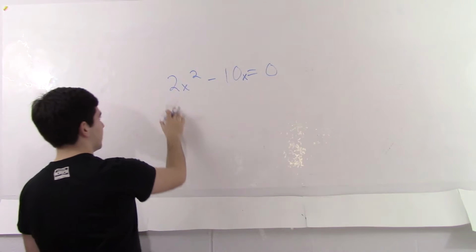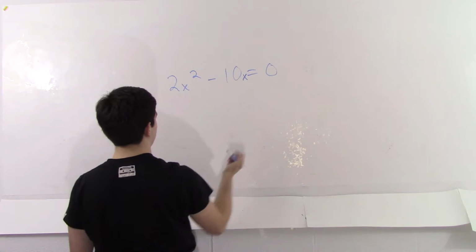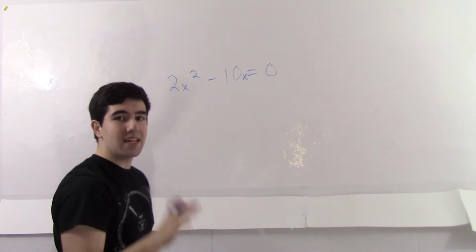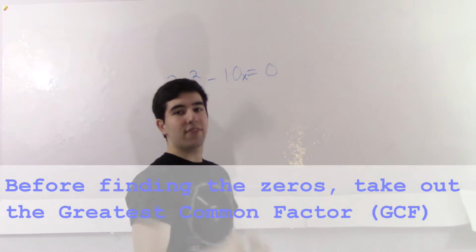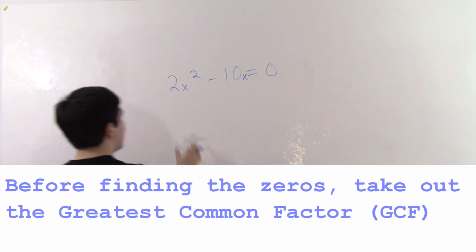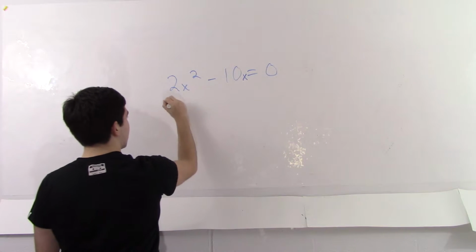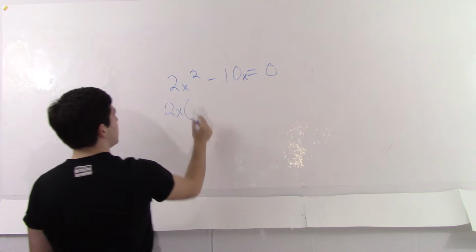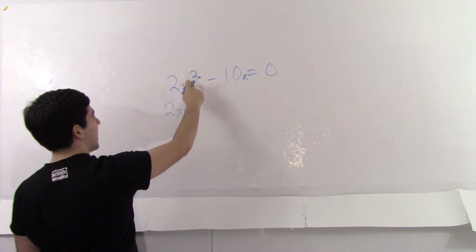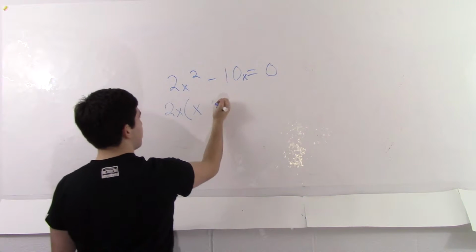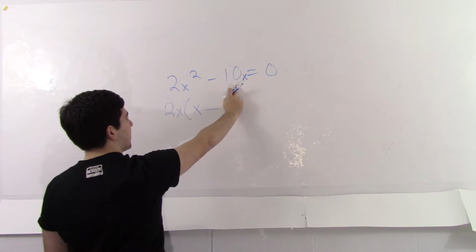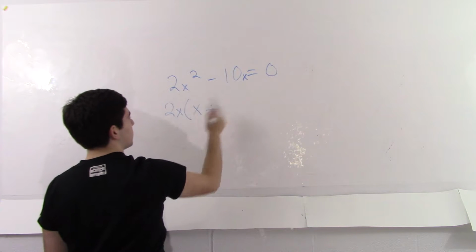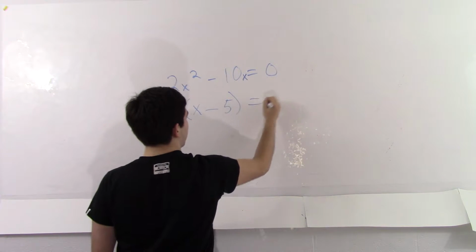So let's look at this example. 2x squared minus 10x equals 0. One thing you have to do before you factor out an x is get the greatest common factor out. I know here that 2x is our greatest common factor, because 2x times x gives us 2x squared. We have to keep the negative sign. And if you divide 2x out of 10x, we would get 5. And then again, it equals 0.